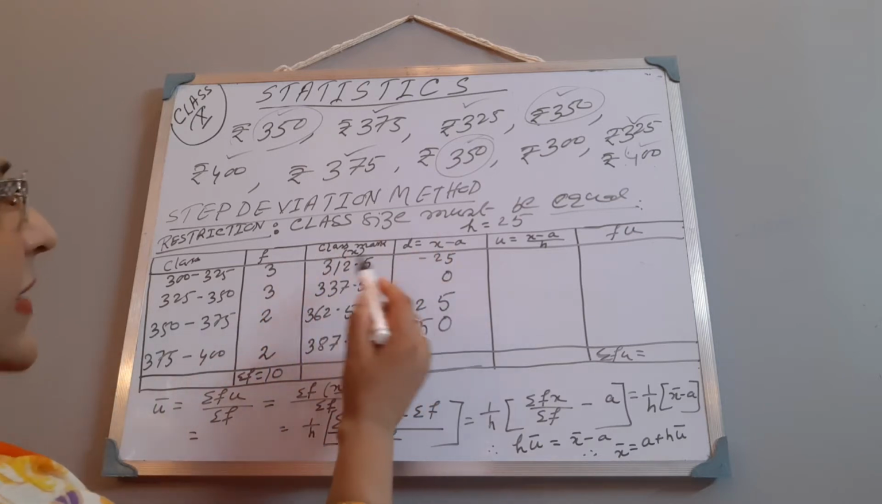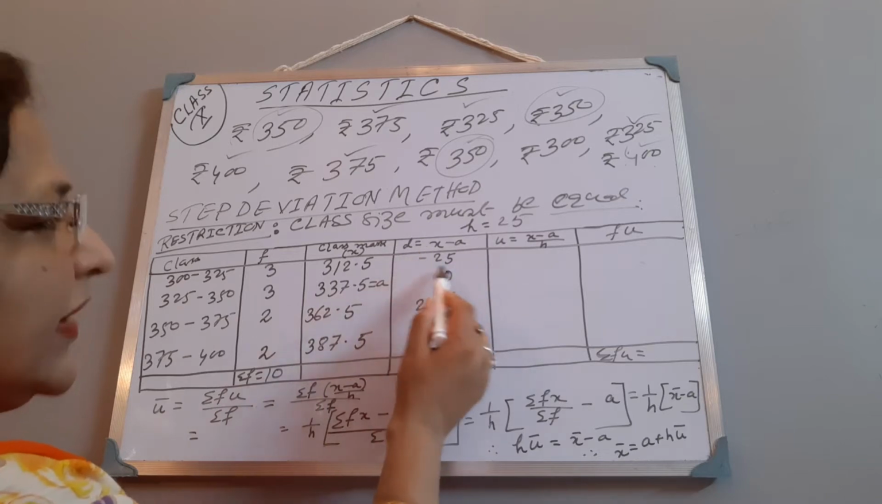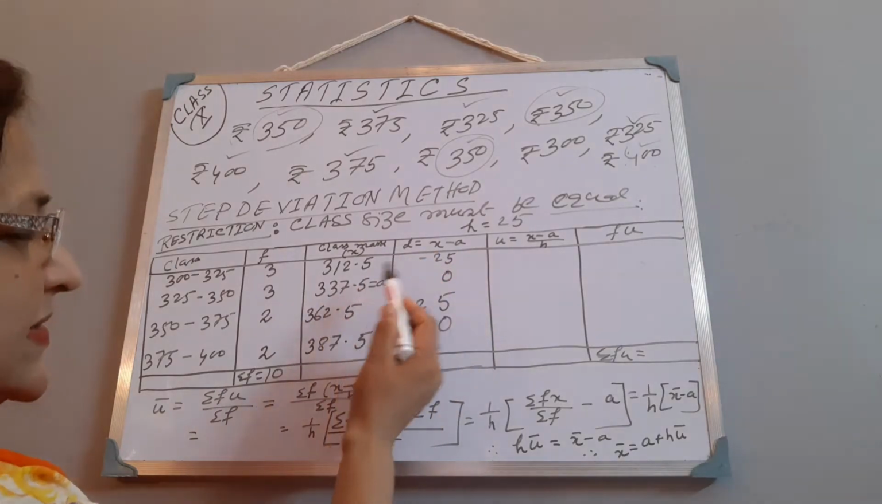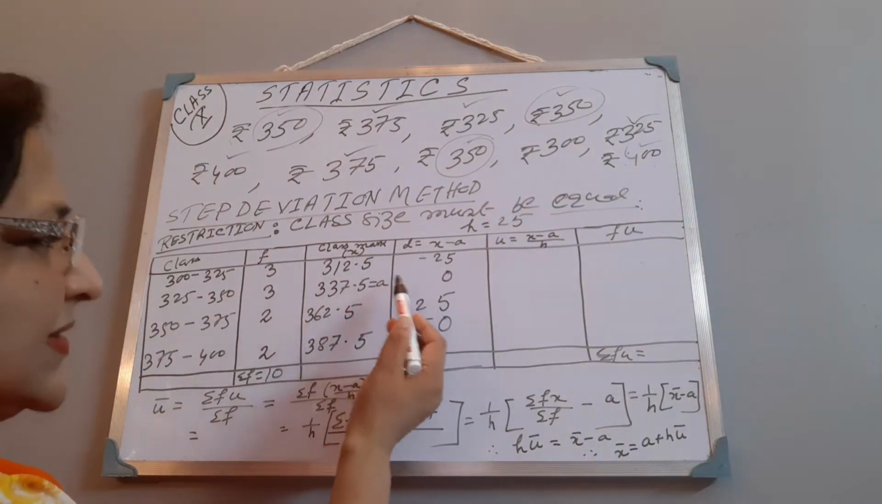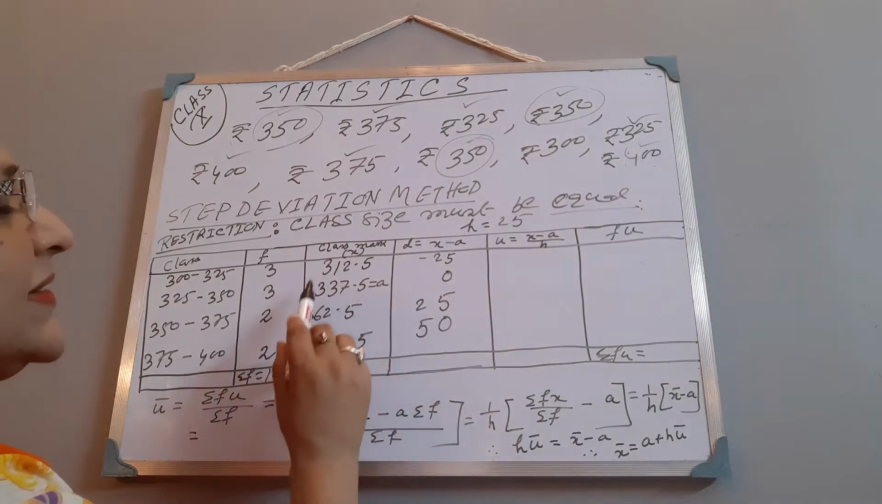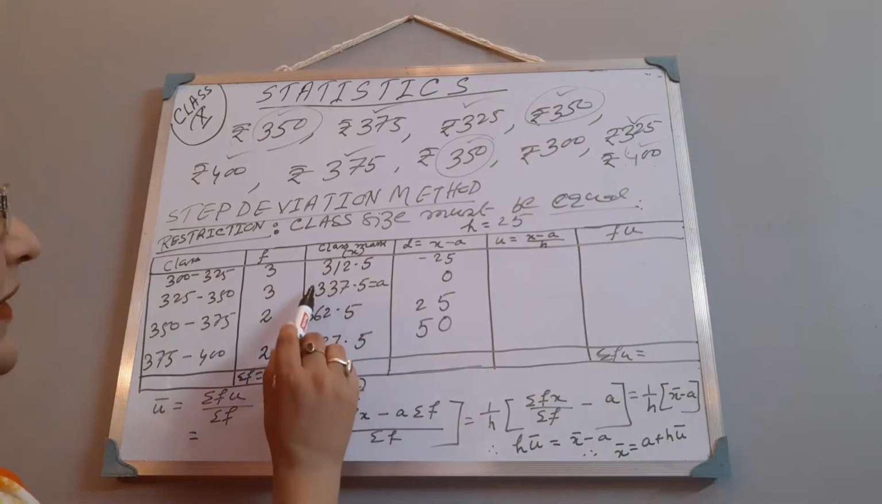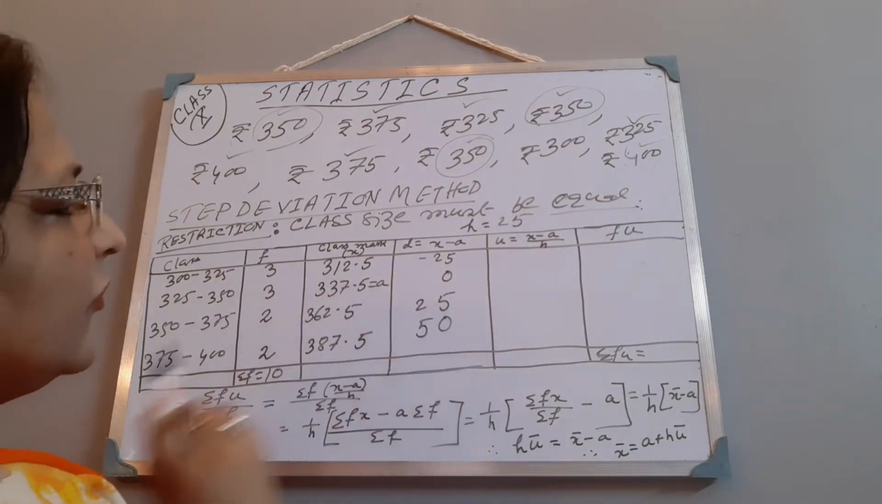So x minus a: 312.5 minus 337.5, we will get minus 25. Then 337.5 minus 337.5, we will get 0. 362.5 minus 337.5, again we will get 25. And 387.5 minus 337.5 will give 50.